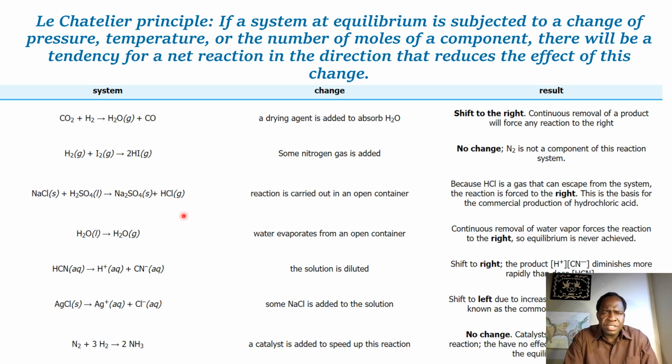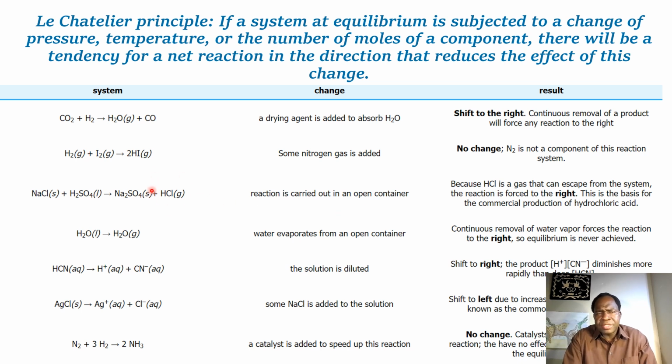For the third reaction, what will happen if the reaction is carried out in an open container? So look at the result here. Because hydrochloric acid is a gas that can escape from the system, the reaction is forced to the right. This is the basis of the commercial production of hydrochloric acid, open container.